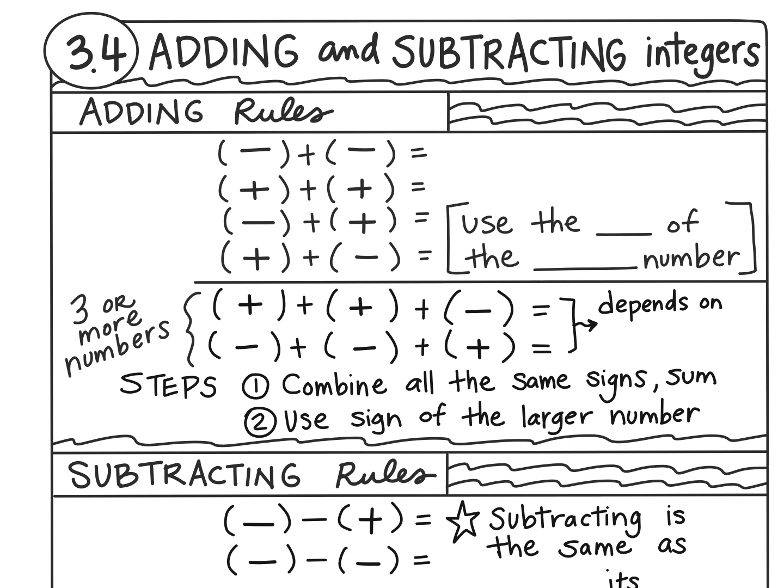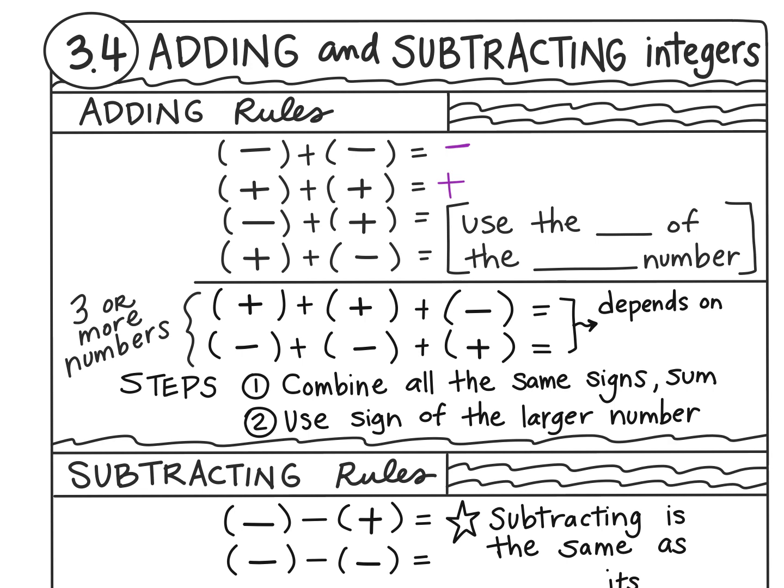All right, now we're going to combine the two. So I know how to add, I know how to subtract. What if I have multiple steps in one? Let's refresh our brain on the adding rules. A negative plus a negative will always equal a negative.